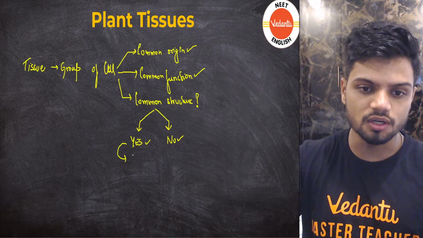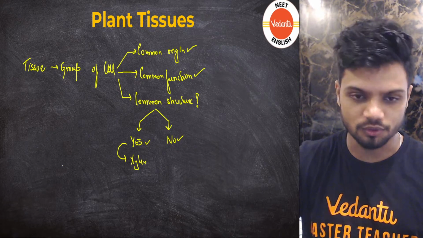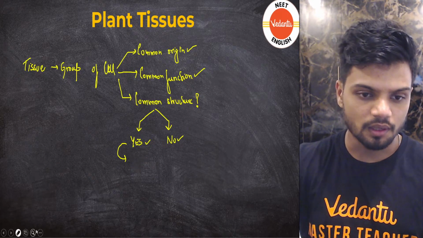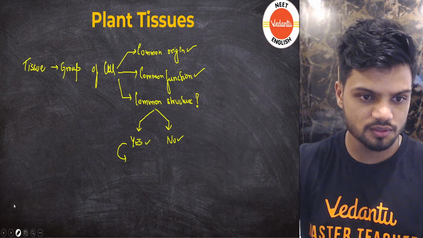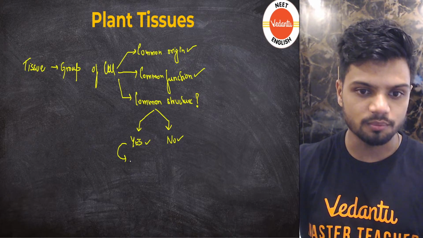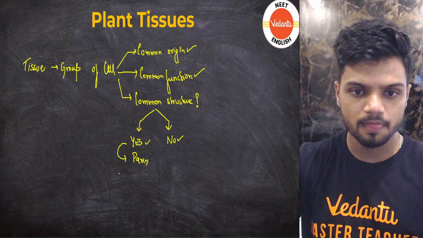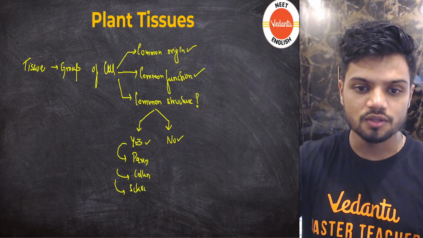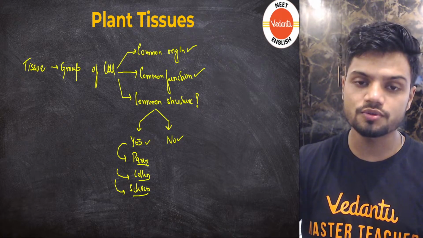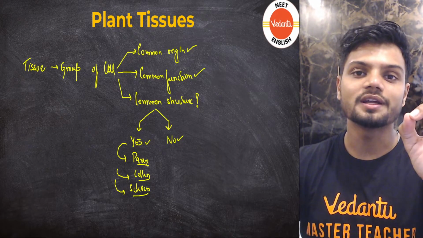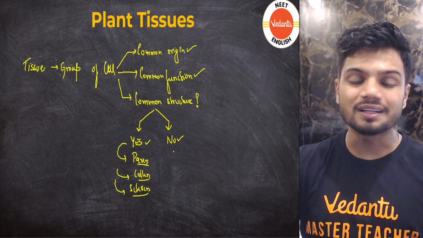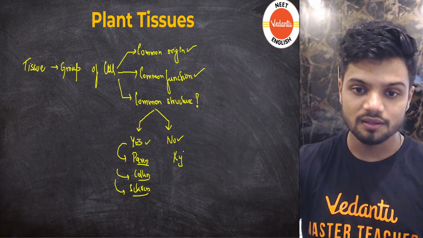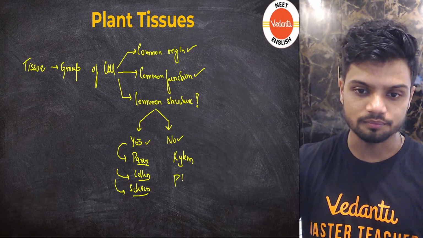Examples for common structure are going to be parenchyma, collenchyma, as well as sclerenchyma. So all the following three types of tissues will have a common structure. Now, what about the non-common structure or dissimilar structure? The dissimilar structure is basically the xylem and phloem.